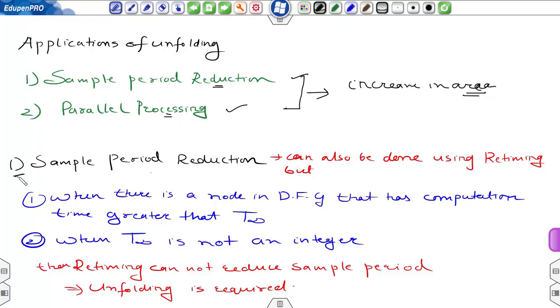Okay, so talking about sample period reduction, this can also be done using retiming. But there are two cases where retiming fails. First is when there is a node in a DFG that has computation time greater than the iteration bound, and second is when the iteration bound is not an integer. So in these two cases, retiming cannot reduce the sample period, and hence unfolding is required.